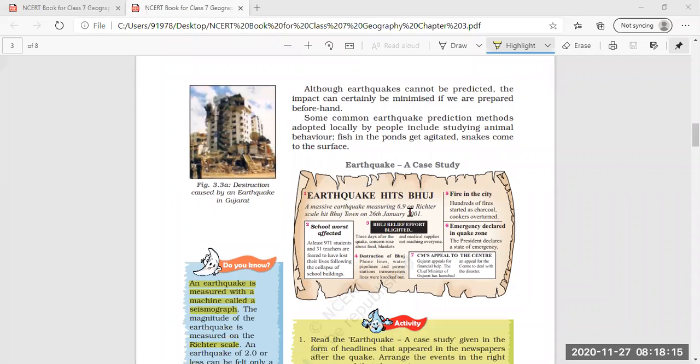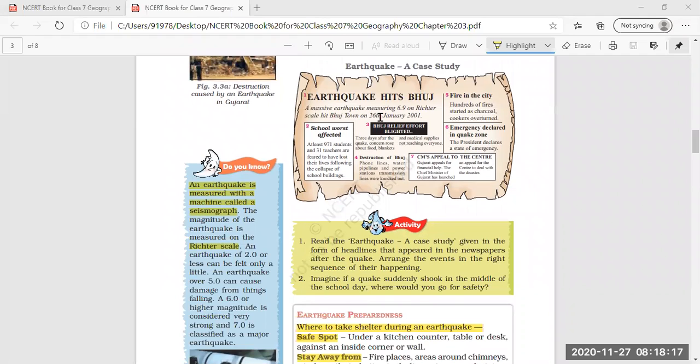Now, in the earthquake case study, we have also read that an earthquake hit Bhuj, a massive earthquake measuring 6.9 on the Richter scale. Further, we have read that the machine to measure an earthquake is the seismograph, and the scale on which the earthquake is measured is the Richter scale.